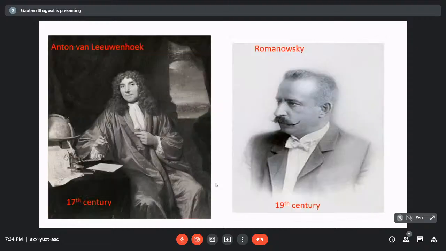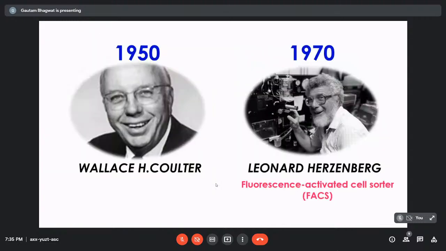I'm sure everybody knows these two people, great personalities, Anton von Leeuwenhoek and Romanowski. So we look into the microscope, into the slides, do a peripheral blood smear examination, do bone marrow morphology, give our diagnosis because of these two stalwarts who gave us the microscope and the staining, because of which we see the cells, classify them. But today we are going to talk about these two people who gave us something with which we could sort cells. So what does a flow cytometer really do? It sorts cells, it classifies cells.